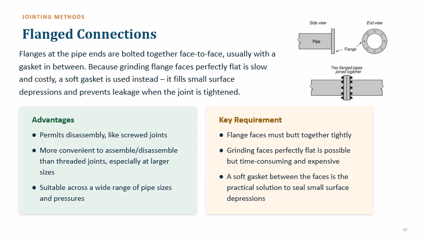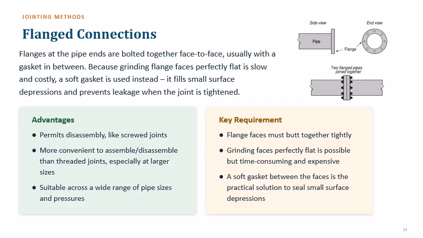The next jointing method is the flanged connection, where flanges at the pipe ends are bolted together face to face, usually with a gasket in between. This picture shows two flanged pipes joined together. Grinding flange faces to be perfectly flat is slow and costly, so a soft gasket is used instead. It fills the small surface depressions and prevents leakage when the joint is tightened.